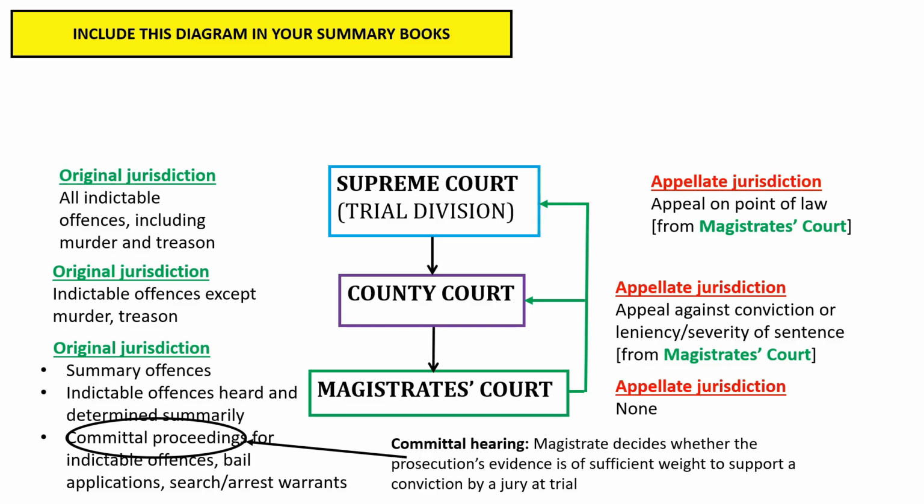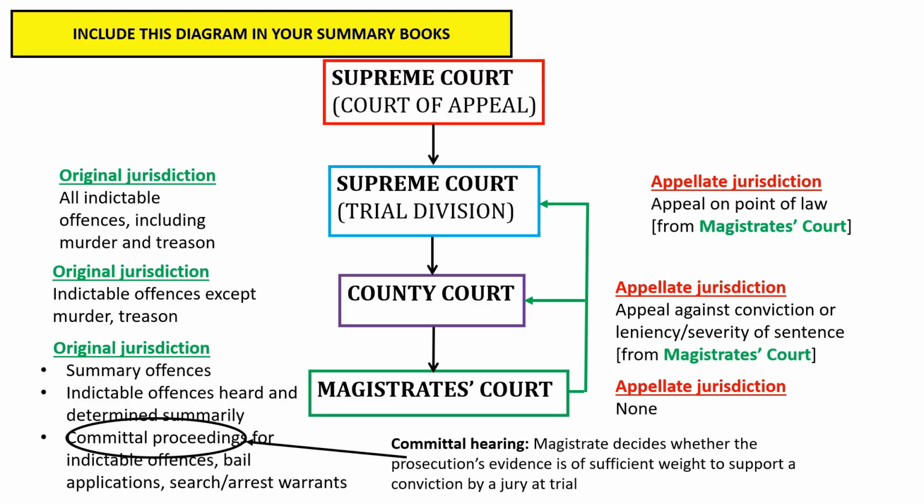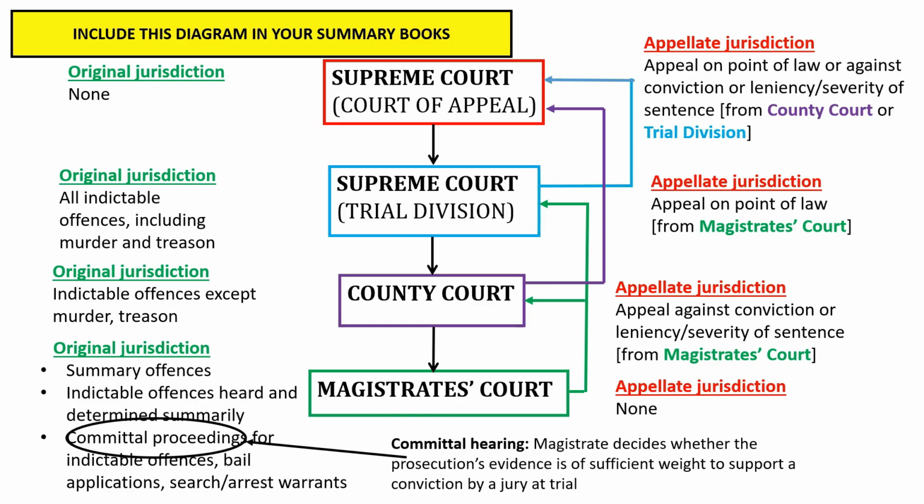The final court that we need to look at is the Court of Appeal. As its name suggests, the Court of Appeal hears appeals. That is, the Court of Appeal does not have any original jurisdiction. Instead, it only has an appellate jurisdiction.